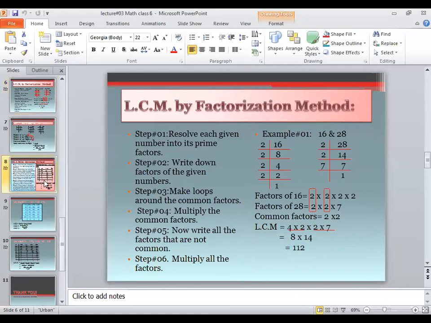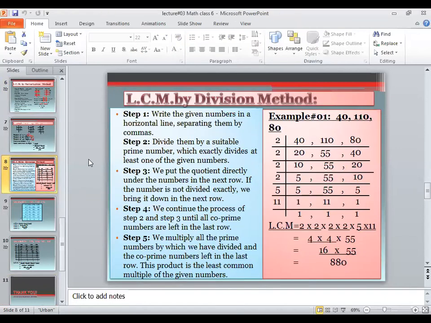And here is your last method, that is LCM by division method, where you will find out the prime factors by dividing all the numbers simultaneously by placing them in a horizontal line and divide them until you get at the end the co-prime number, that is 1. And then, after multiplying all these factors, you will get here 880.